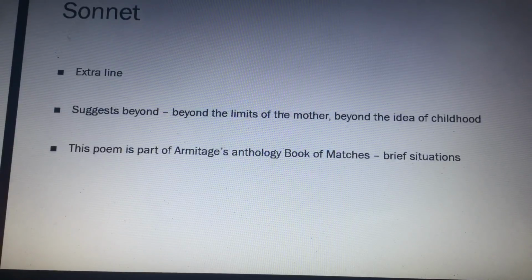And the poem is part of Armitage's anthology Book of Matches. Now, the idea there is that you will read the poem in the time it takes to light a match and for it to burn out. So it's something very brief and something quick. So in his poems and in his anthologies there, they're all kind of brief situations. So are we getting the notion that this moment should be quite brief, that he leaves, but isn't?